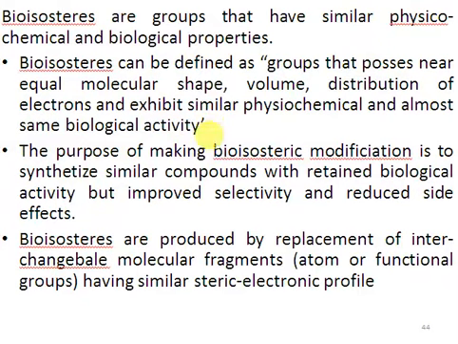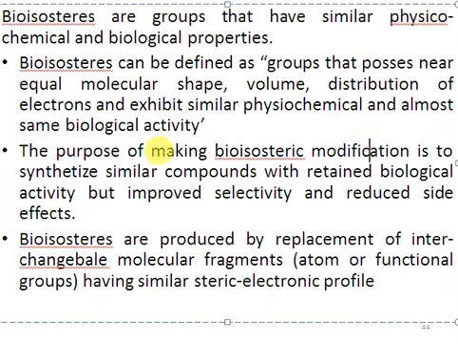Right, and why do we use this bioisosteric modification? The purpose is to synthesize compounds which are similar and retain the biological activity, but improve selectivity and have reduced side effects. For example, if you have a medicine, and the medicine has good biological activity, but the problem is that it also has some side effects. So what we do is that we make some bioisosteric modification.